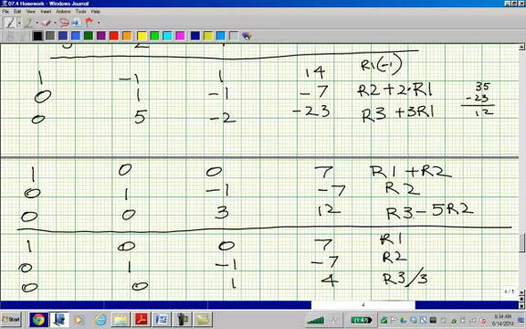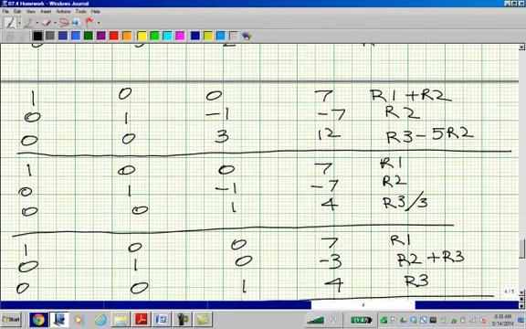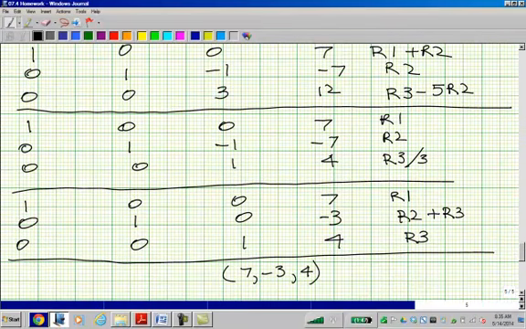R2, I'm just bringing down R2, and then R3 minus 5R2 gives me a 0 here. 3 and 12. Actually, bring down R1, R2, and then I got R3 divided by 3. That gives me 1 and a 4. And then I use R3 to finish off R2. R1, I just bring down. I take R2 plus R3, gives me a 0 here. So I got the 7, -3, and 4 for x, y, and z, and that's it.